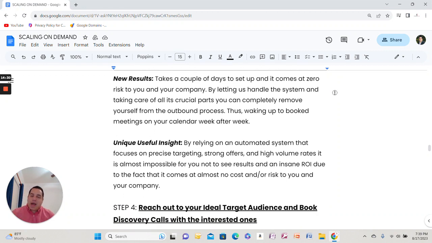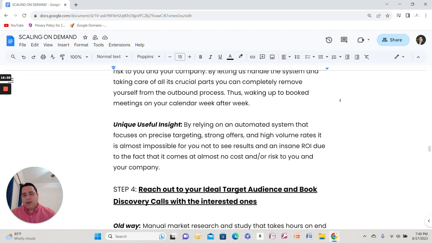So by relying on this automated system as a power to scale, focusing on precise targeting, strong offers, and high volume rates, it is almost impossible for you not to see the results and an insane ROI, because, like I said, this comes at zero to no risk to you and your company. That's how we want to keep it.